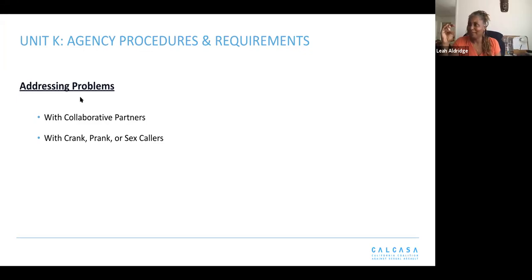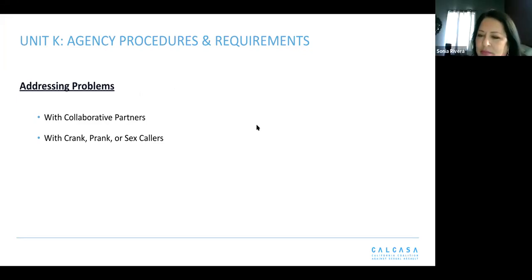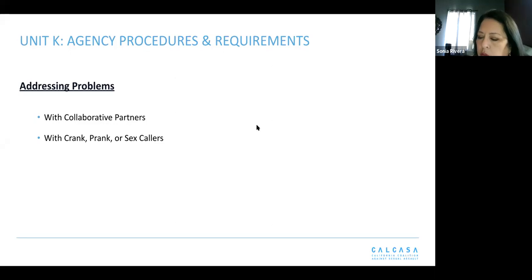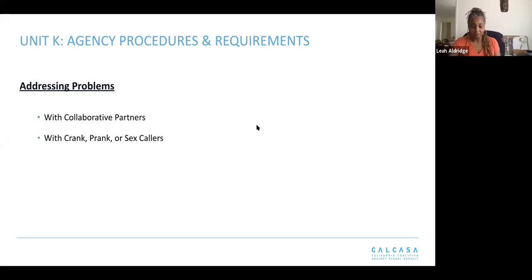Right. Oh man, they would know the shift change. They would know when a new counselor was on call. Yeah. You want to make sure that you are being honest with your advocates about the pranks and the sex callers, and that this is something that they may encounter, not to expect it, but that they may encounter it.